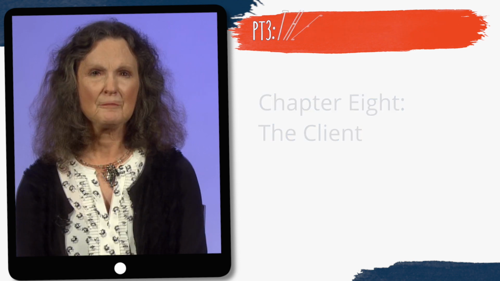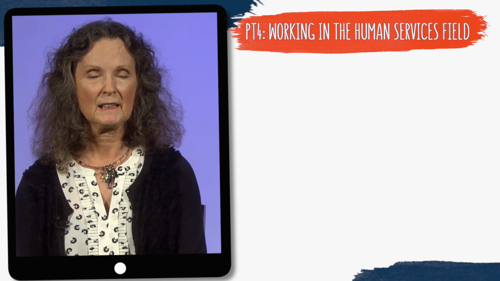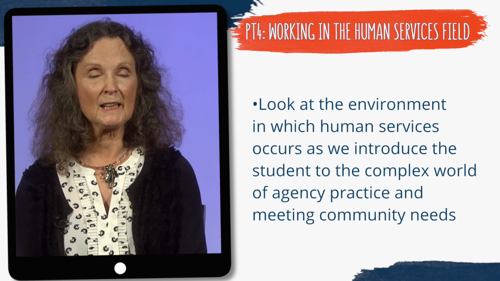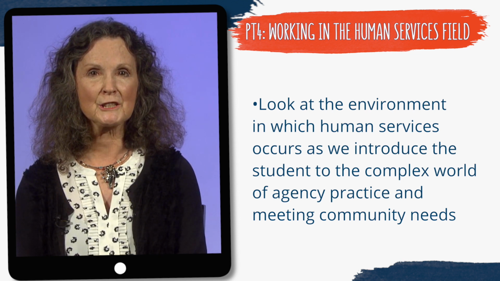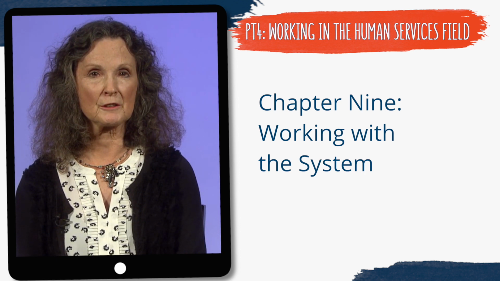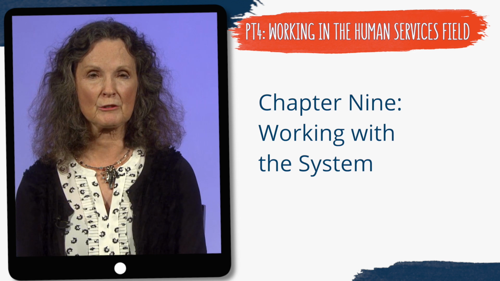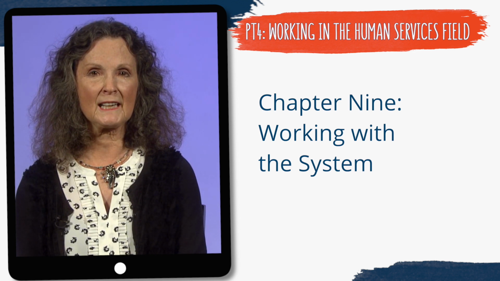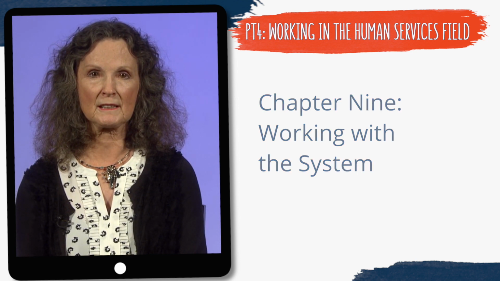Finally, Part 4 focuses on working in the human services field. We look at the environment in which human services occurs as we introduce the student to the complex world of agency practice and meeting community needs. Chapter 9, Working with the System, reviews the environment in which human service delivery occurs and presents practical information about organizations, missions, and job descriptions. This emphasis on the agency setting includes a description of the day-to-day challenges of human service delivery.